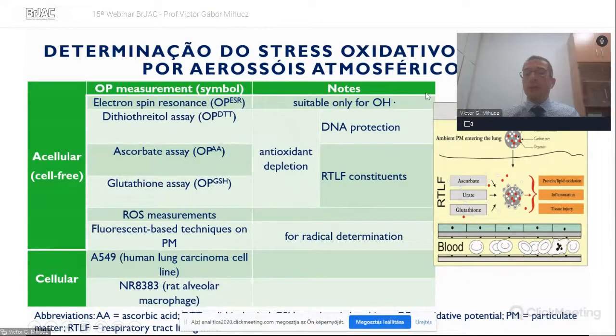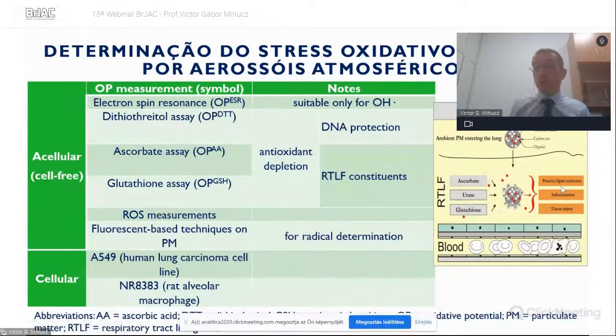So usually when these very tiny particles are inhaled, they penetrate into the lungs. What they need is the respiratory tract lining fluid. Usually this is not dry. If we had a dry esophagus or dry throat, we know what happens. It hurts. So usually all our lung surface and respiratory tract is covered by respiratory tract lining fluid, which contains antioxidants such as ascorbate, urate, and glutathione, and they act against inflammation, tissue injury, and protein and lipid oxidation.